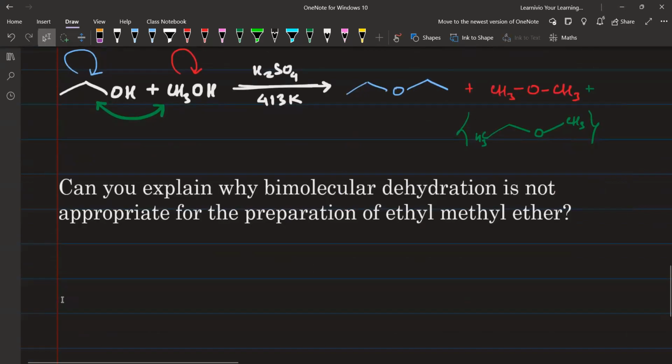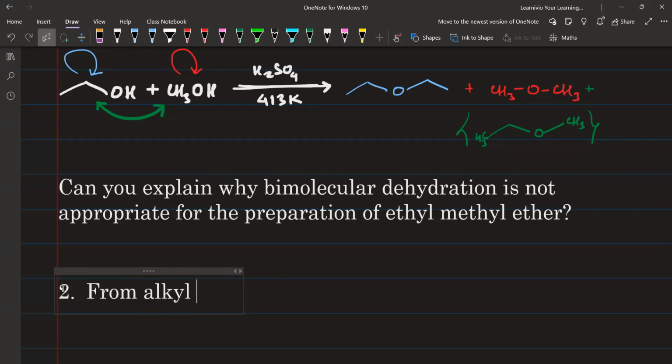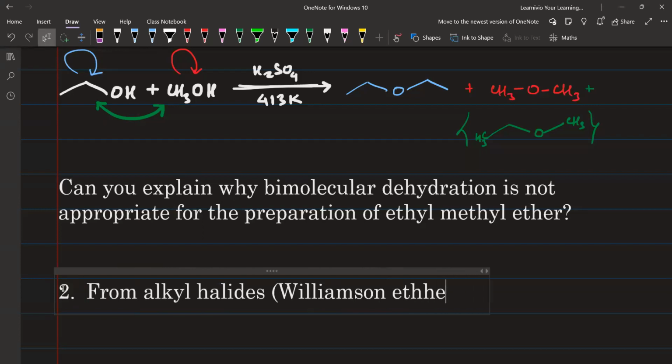The second method of preparation that we are going to use is from alkyl halides, which is better known as Williamson ether synthesis. It's quite an important synthesis because it has a name in it. The name reaction is always important.